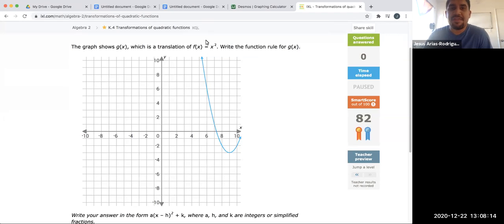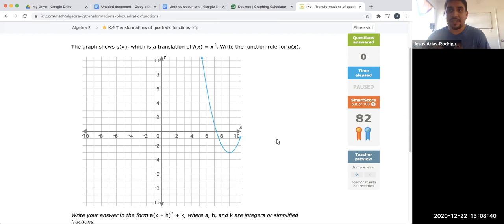Just to recap, this function here is the function that we're calling the mother function, or the parent function, or the father function, because any other quadratic function in existence comes from this basic function. So like they say here, this is a variation of the shape in the graph of the mother function x to the power of 2. Okay? So I'm going to quickly tell you the fastest way to get this problem done.